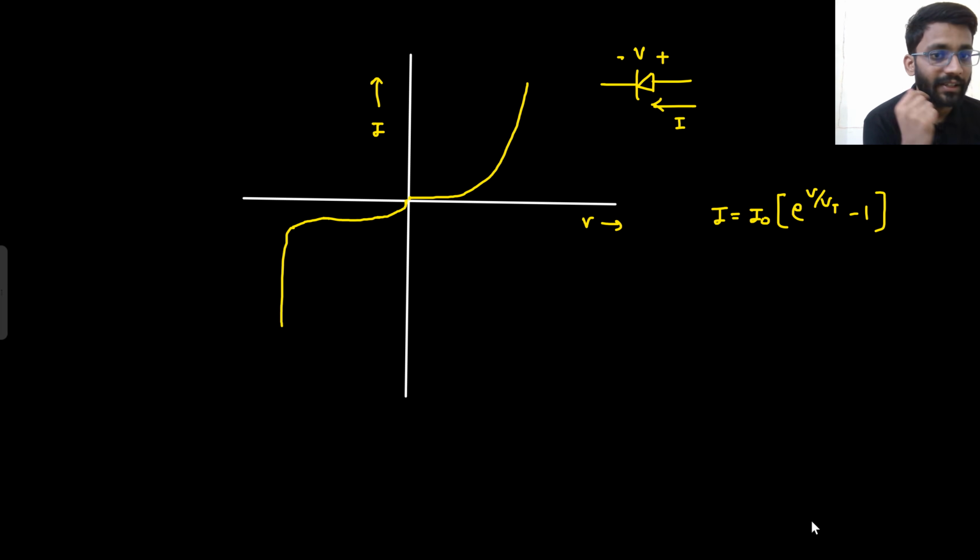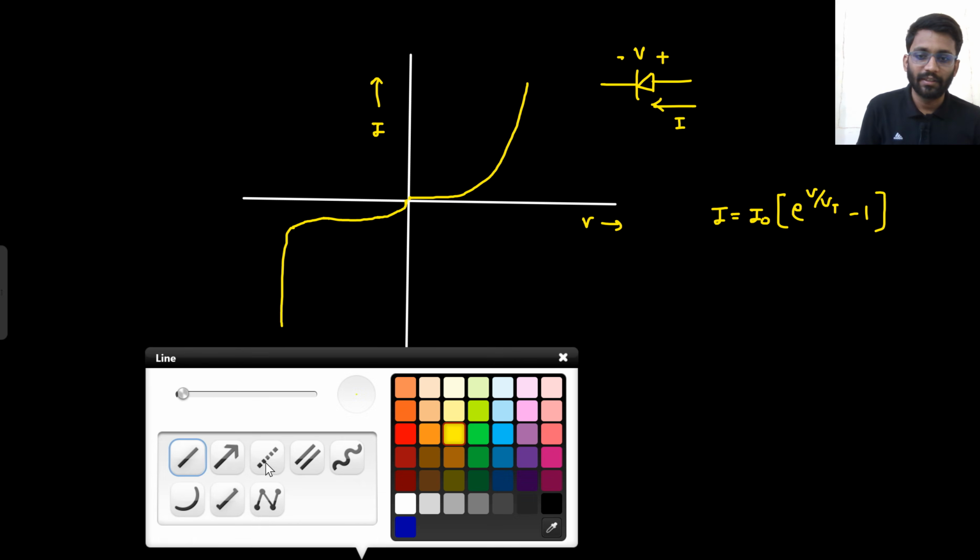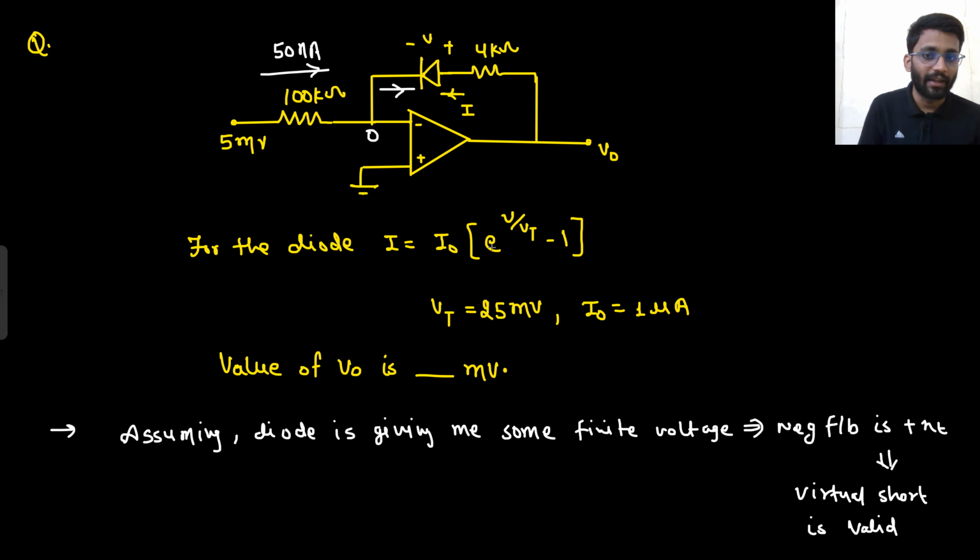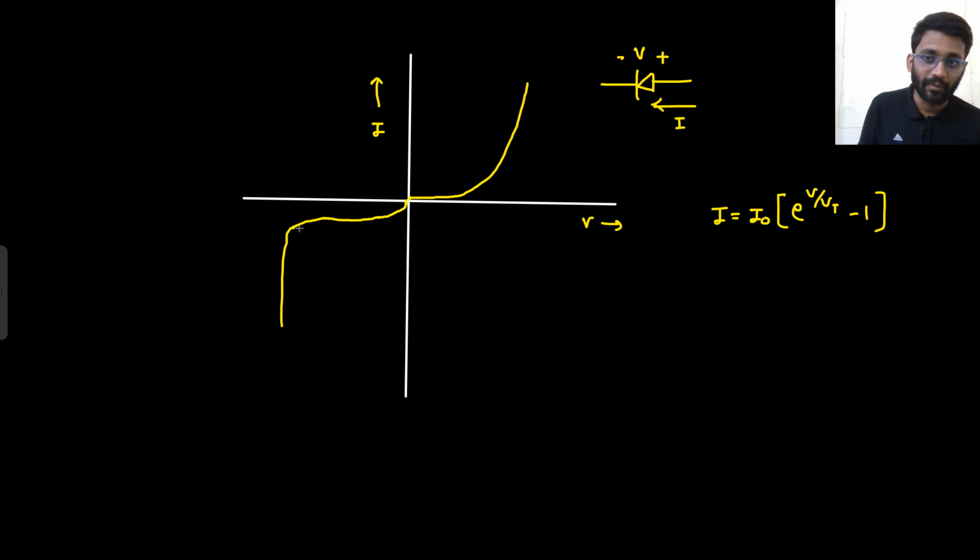What was your saturation current? Saturation current was 1 microampere. I naught value is 1 microampere. This current is 1 microampere.